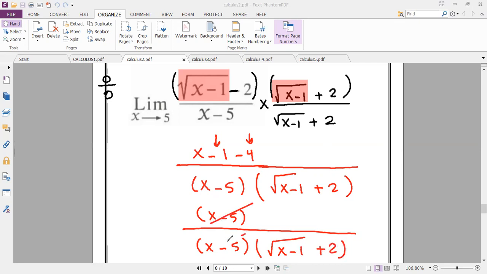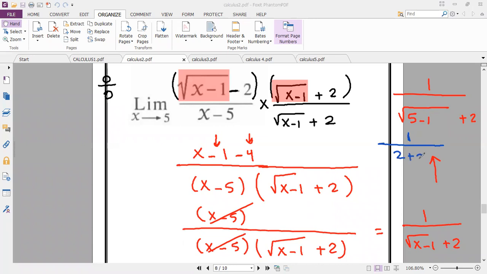Then cancel x minus 5 and x minus 5. You end up with 1 over square root of x minus 1 plus 2, as x tends to 5. Okay? So when x tends to 5, it's 1 over, and instead of x write 5 minus 1, then plus 2. The square root of 5 minus 1 is the square root of 4, which is 2. So it's going to be 1 over 2 plus 2. So it's 1 over 4. That's it.